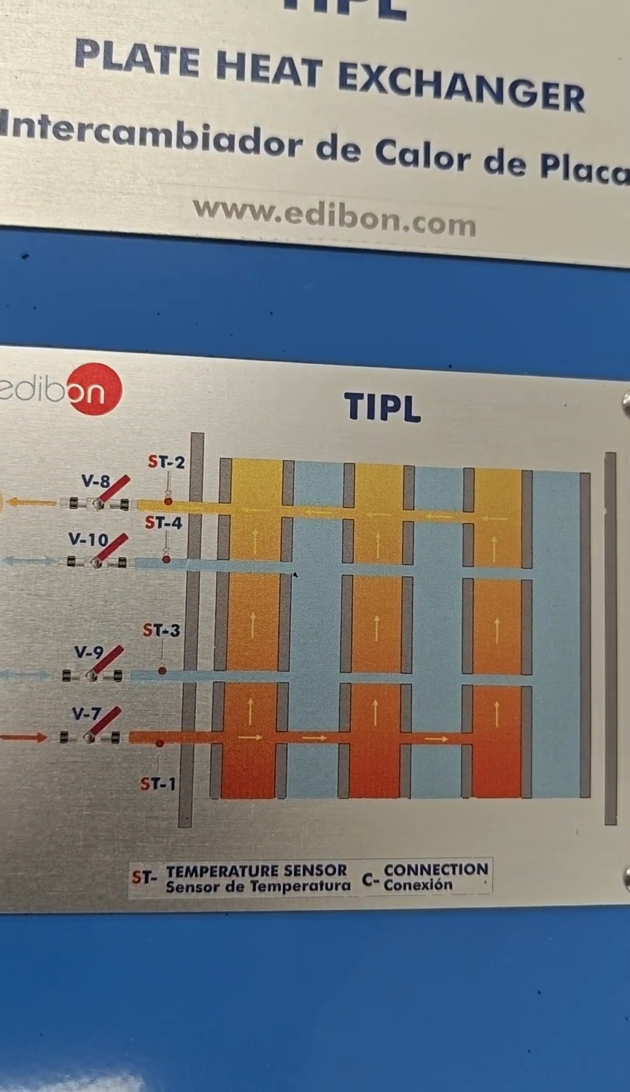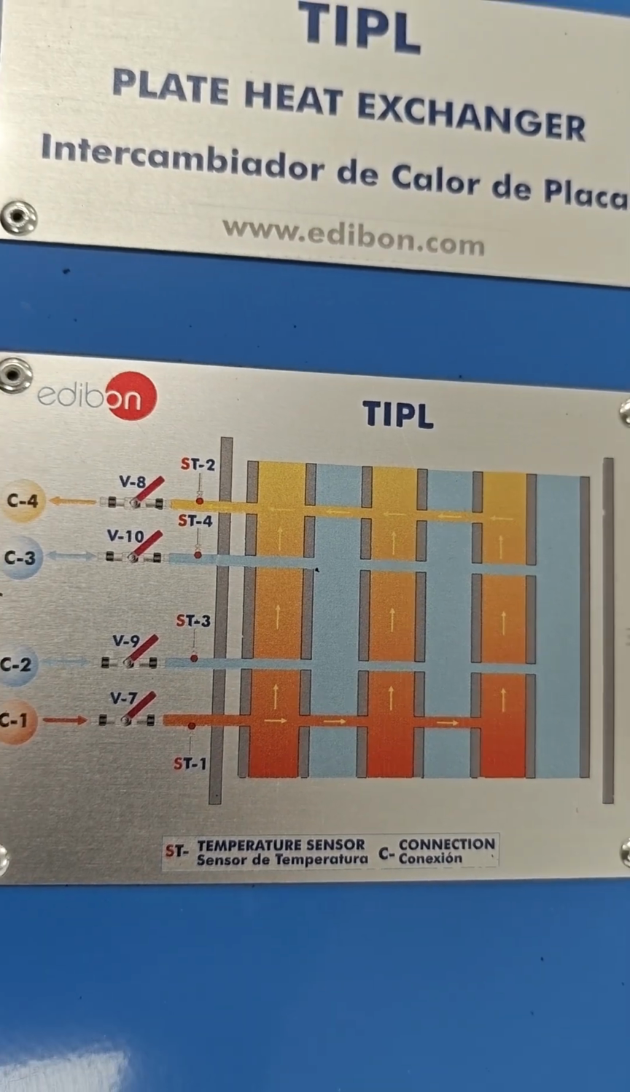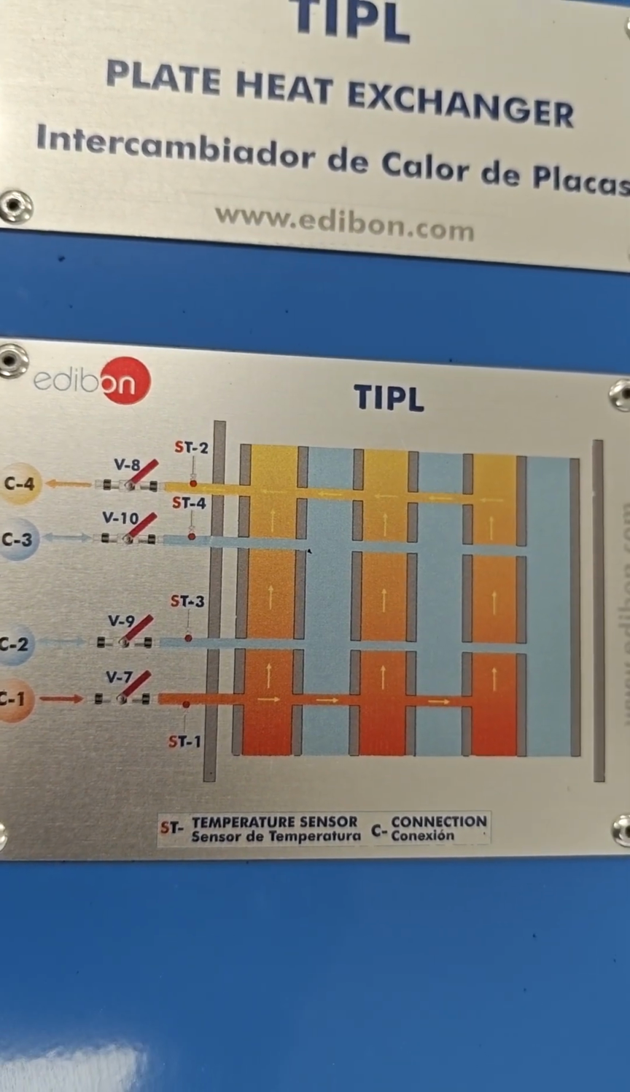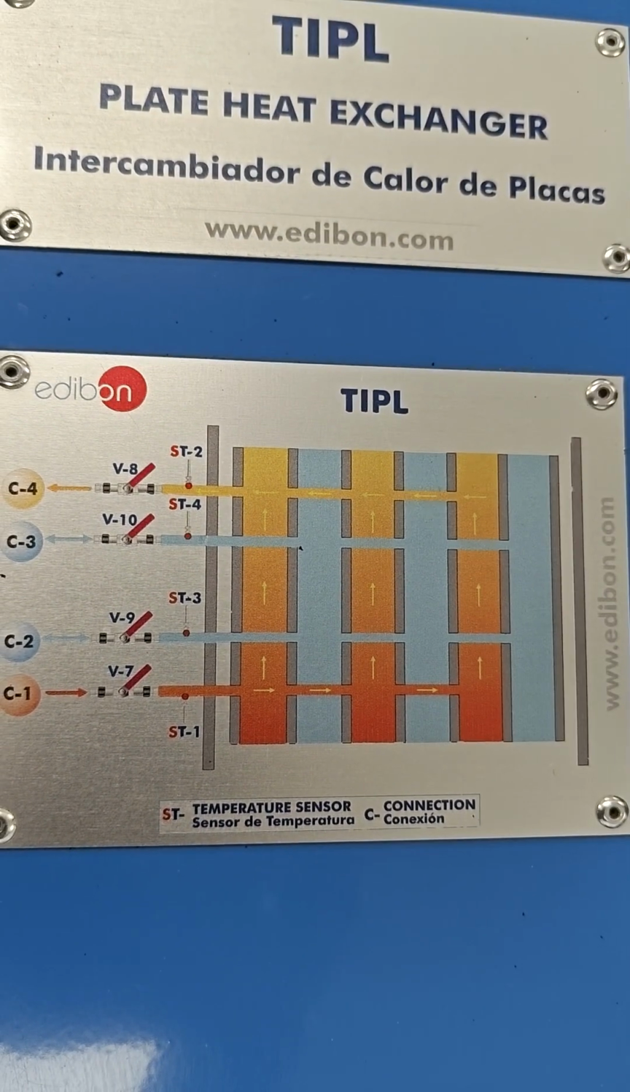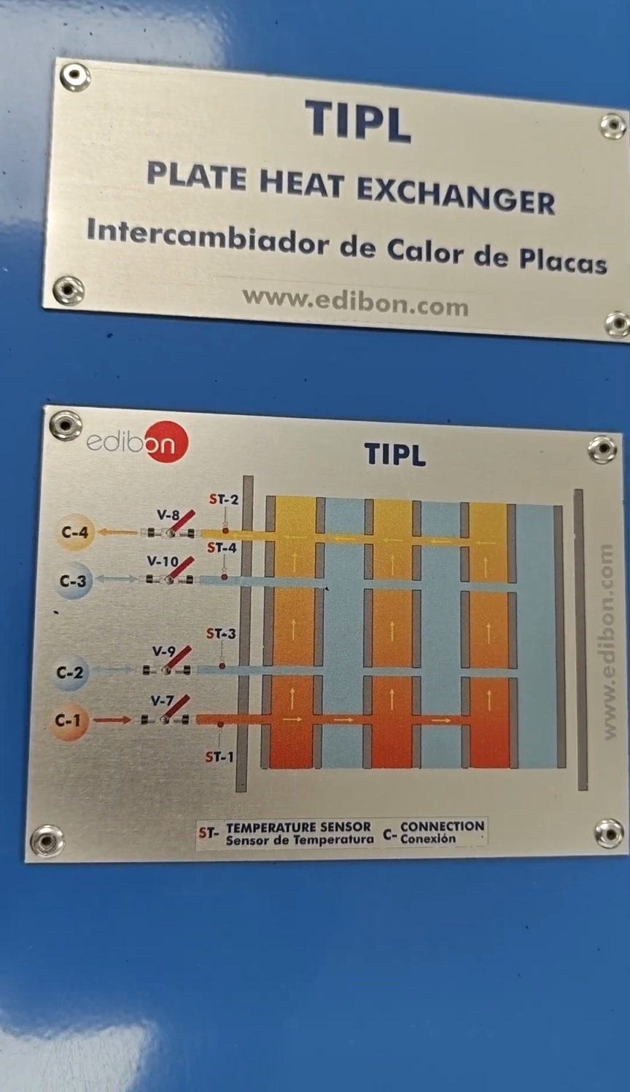Further, the thermocouple sensors are indicated by the numbers T1 and T2 for the hot fluid, T3 and T4 for the cold fluid.